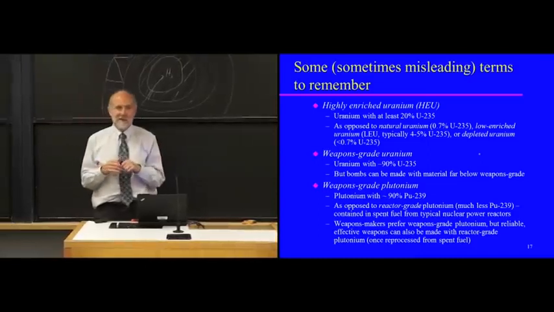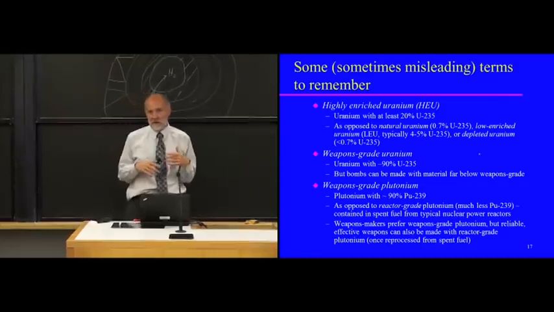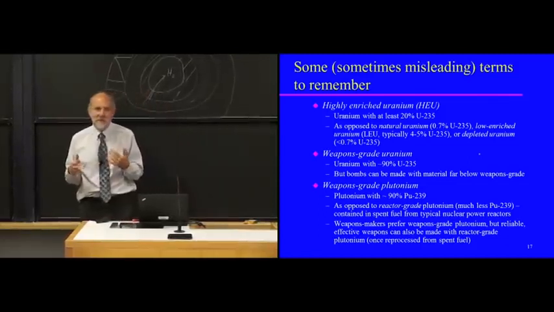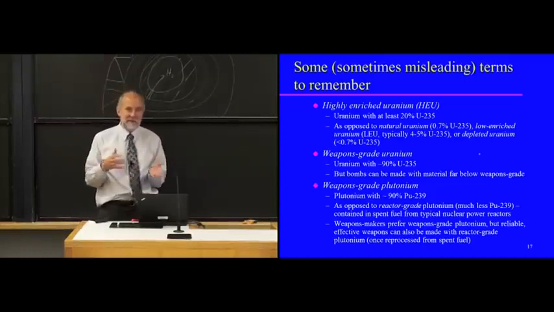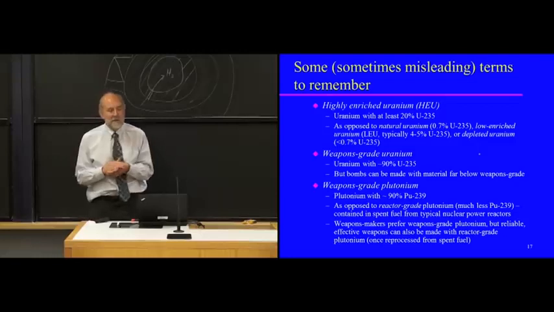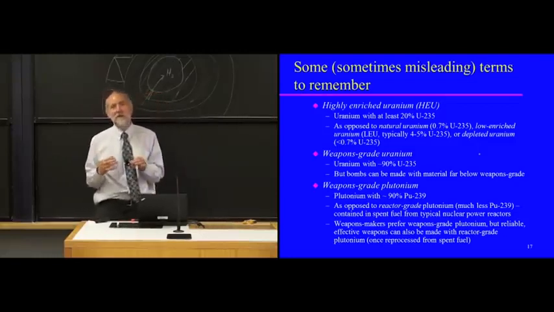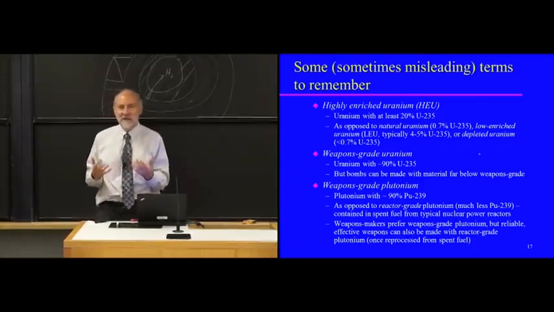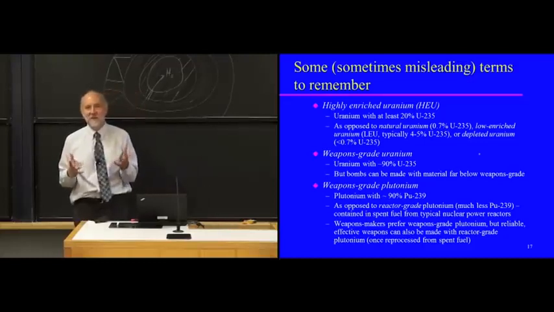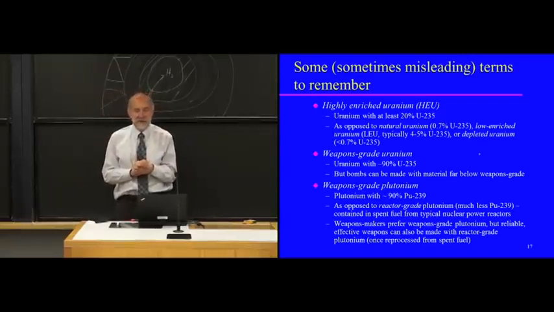Now, here's where things get misleading. Weapon-grade uranium is typically, it's a little bit different in different countries, but it's typically uranium with 90% or more. In the United States, it's officially 93% or more uranium-235. But bombs can be made with material that is much less than weapon grade. It's an irony of history that the Hiroshima bomb, the first ever nuclear weapon used in war, was not made out of weapon grade material. It was made out of 80% enriched, highly enriched uranium.